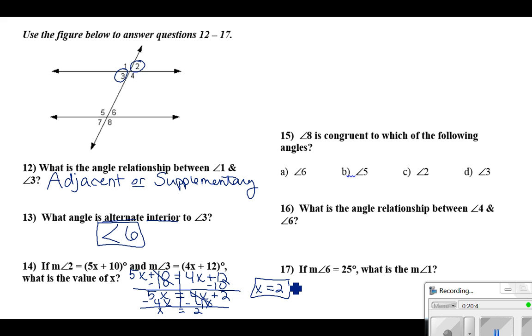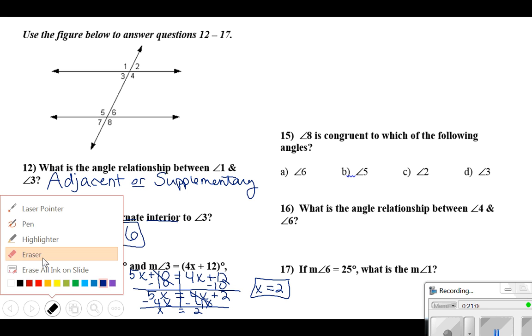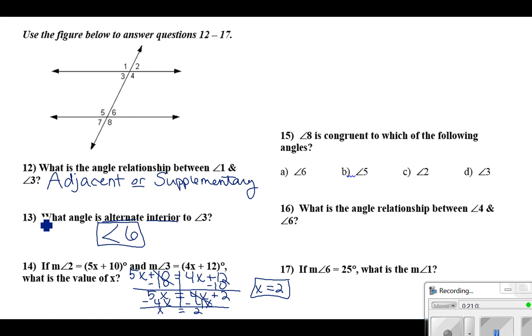Number 15. Angle 8 is congruent to which of the following angles? So let's look at angle 8. Here's angle 8. Now we need to know which ones are congruent to it. So let's look at angle 6 first. Here's angle 6. They are supplementary. They're right next to each other, so they are not congruent. They actually add up to 180 degrees.